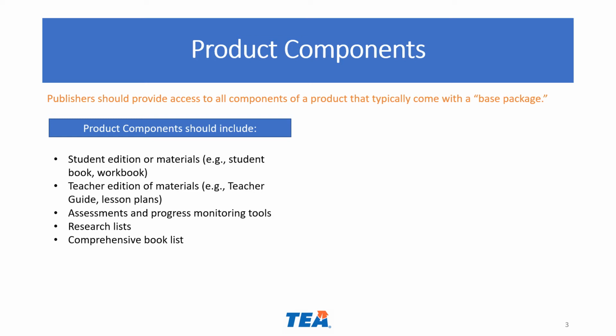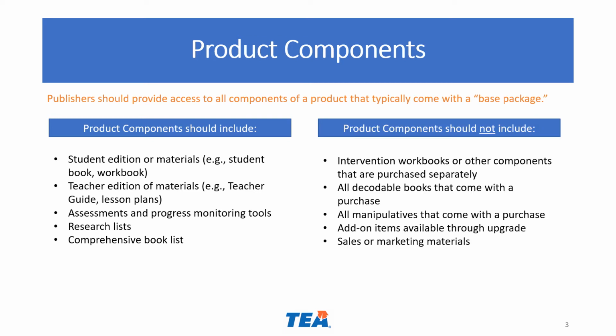Rather than providing access to all readers or novels included in a package, you should provide a comprehensive list of all books included. You should not include access to anything that must be purchased separately. Reviewers also don't need access to every single decodable book or manipulative. A representative sample of books and a list of manipulatives will do. Again, do not include anything that is part of an upgrade or only included with the purchase of a premium package, and don't include any sales or marketing materials.